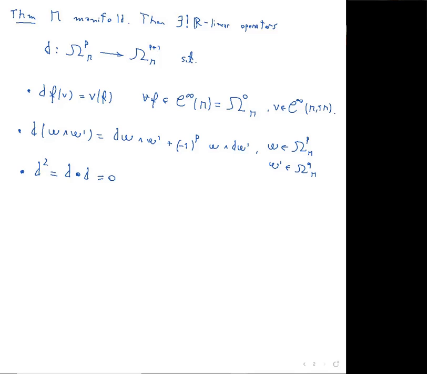Okay. So have you seen this theorem before? Yeah. Okay, therefore we can skip the proof.